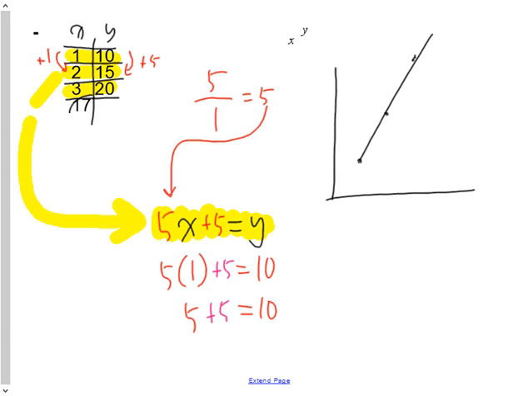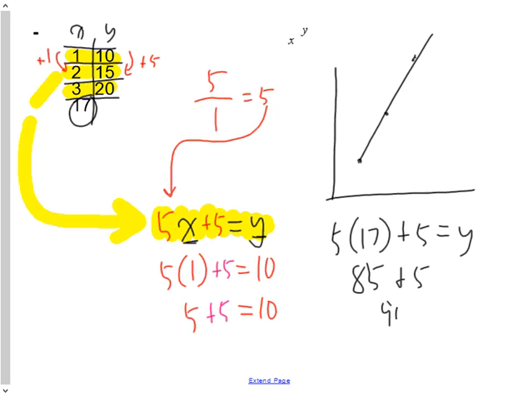So if that's true, then when x is 17, we should be able to figure out what y is through substitution. So 5 times 17, which is your x value, plus 5 will equal y. 5 times 17 is 85. And therefore, when x is 17, y will be 90.